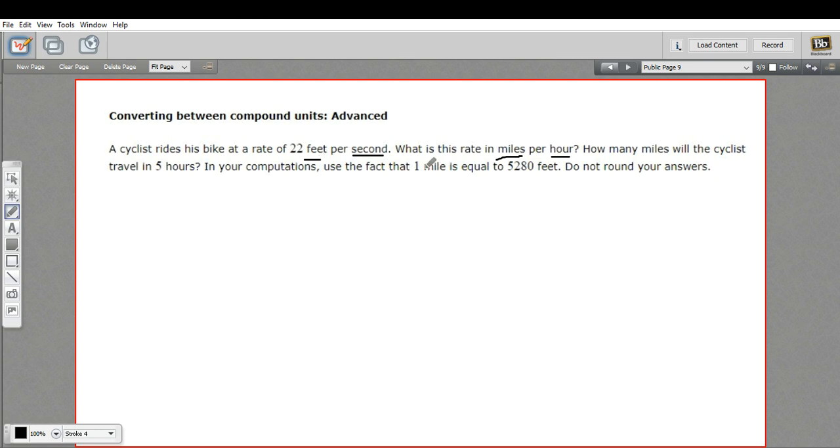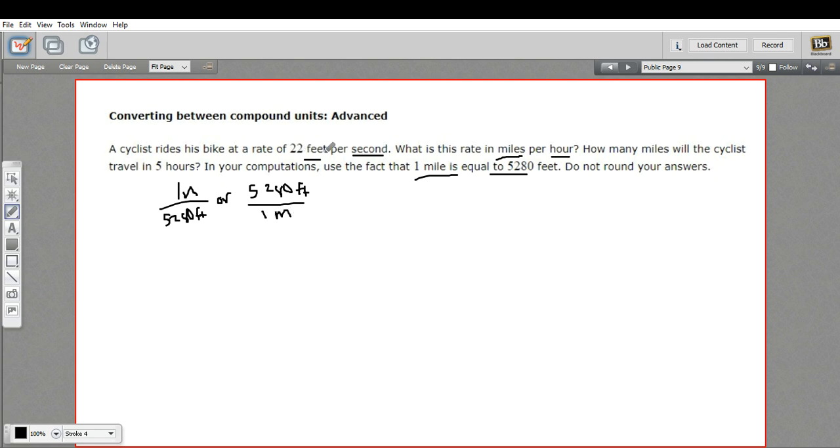Let's work on the distance part first. It says here that 1 mile is equal to 5,280 feet. So we can make a couple of conversion ratios. I could put 1 mile over 5,280 feet, or 5,280 feet over 1 mile. And then we'll figure out which one we need.